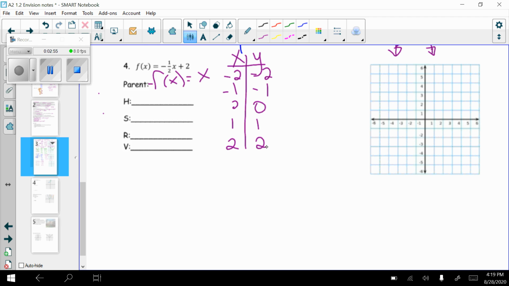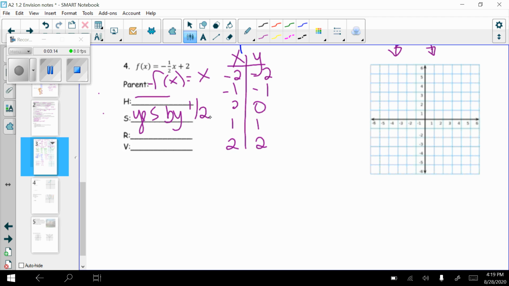So now we want to identify HSRV. H, remember, is the horizontal shift. There's nothing in parentheses with the x, so there is no horizontal shift. The S, that is the number that's in front of the variable. So yes, we have an S, and it's by 1/2.